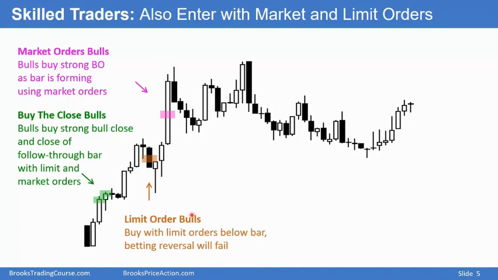Experienced traders will also enter with limit orders, betting that reversals will fail, for example. Very strong bull trend, very tight bull trend, a lot of bull bars closing on their highs. A weak sell signal bar. Do you think there'll be more bears selling with stops below that bar, or more bulls buying with limit orders at the low of that bar?